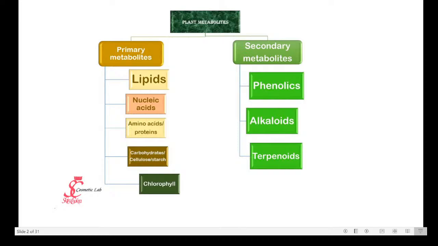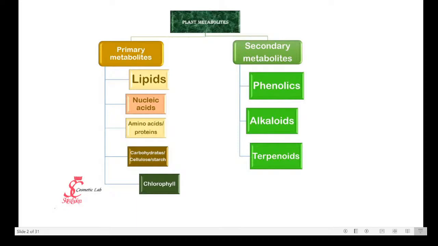First thing is, plants have two types of metabolites. One is the primary metabolite, another is the secondary metabolite. Primary metabolites contain lipids, nucleic acids, amino acids, carbohydrates, chlorophylls. These are all the primary metabolites. Secondary metabolites are very important, very unique compounds.